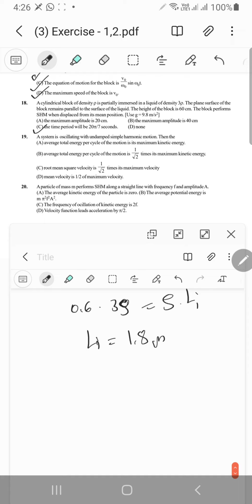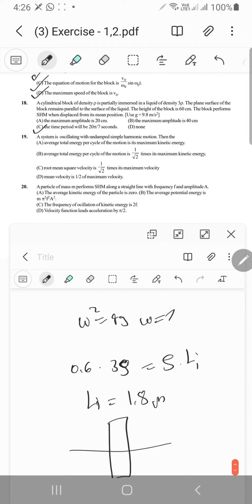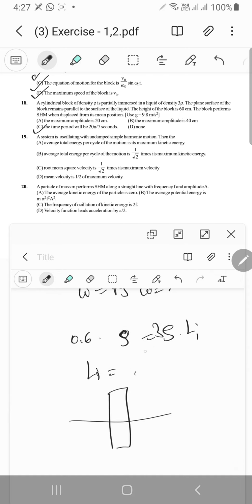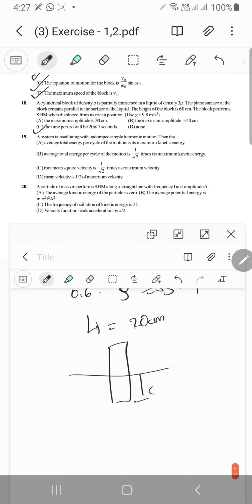Okay, cool. Wait a second, it's getting weird. Length immersed is 1.8. Oh, sorry. This should be rho and this should be 3 rho. Oops. So the liquid is more dense, so it should be 0.2 in that case. So it's going to be 0.2 meters, which is 20 centimeters. So it's 20 centimeters deep.